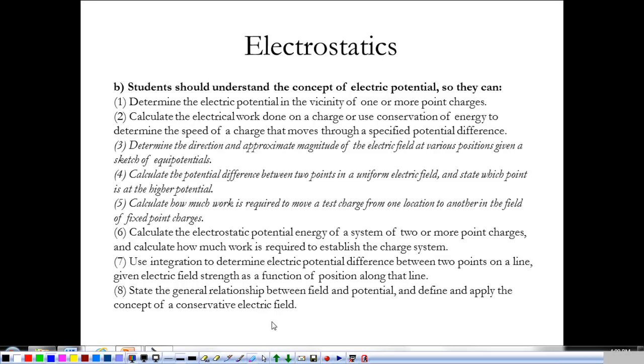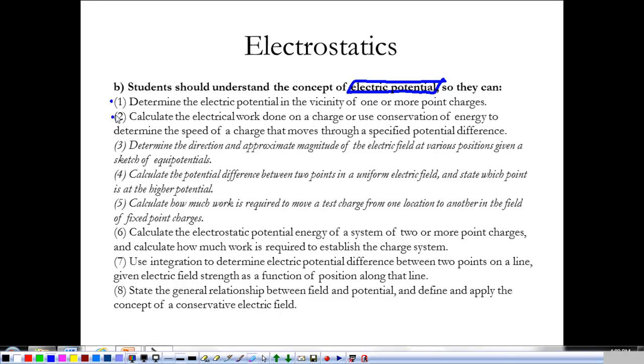Today we're going to continue talking about electrostatics by talking about electric potential. It's energy. So we're going to move from the electric field into electric potential. So first and simple, we're going to determine the electric potential near one or more point charges.